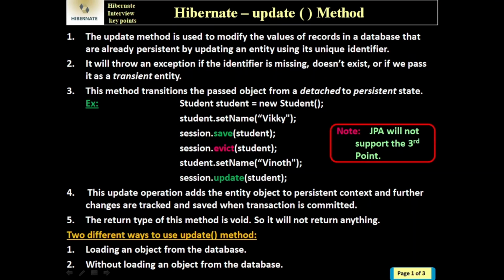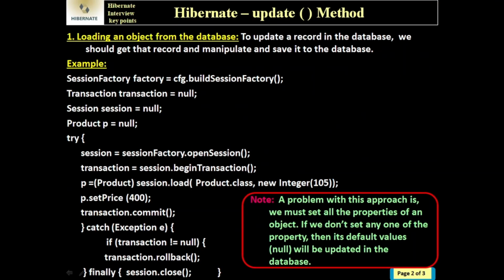There are two different ways to use update method. 1. Loading an object from the database. 2. Without loading an object from the database. Next, the first way. Loading an object from the database to update a record in the database. We should get that record and manipulate and save it to the database. Please see the full example for this method.